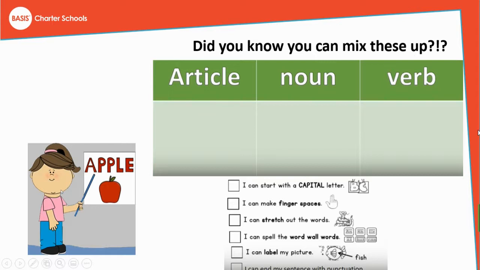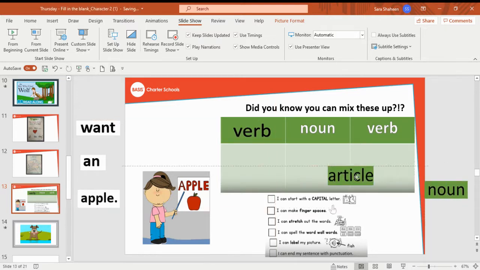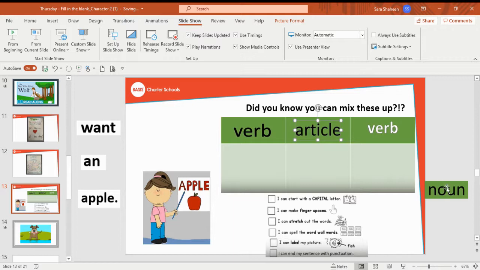Excuse me, friends. But did you know that you can mix these up? Article, noun, and verb do not have to be in the same order to make a complete sentence. You need these three things, but they can be in a different order. I'm going to come back to our slide here, and we're going to do some things with this slide so that I can show you. So, what if we took article plus noun plus verb and we made it verb, article, noun? Does this still work?